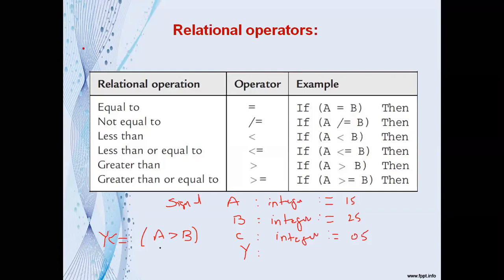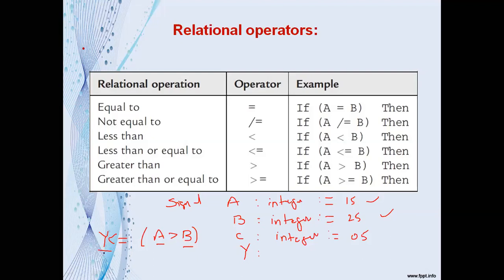Okay, so now what is the expected result for this function? What is the value of a? The value of a is 15. And what is the value of b? The value of b is 25. What condition are you testing here? The condition is a greater than b. So whether the content of the a is greater than b or not. From the initial values, you can say that the a is less than the b, it is not greater than the b.